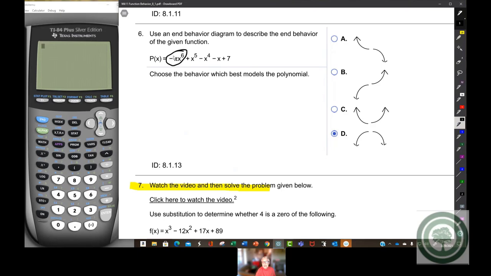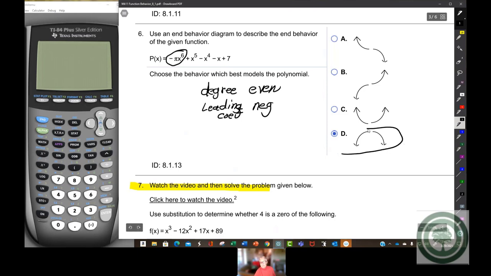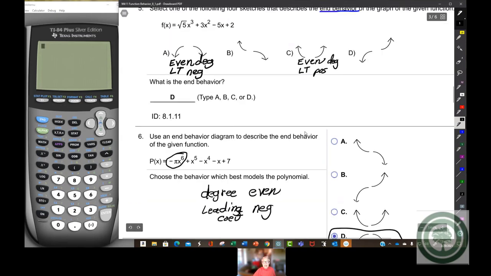The degree is even. The leading coefficient is negative. So degree even, leading coefficient is negative. That means we're going to be looking like this. End behavior.